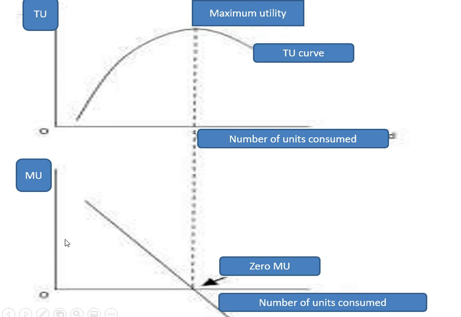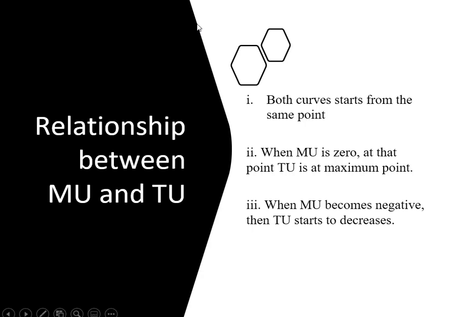At this point marginal utility is 0, and when marginal utility is 0, at that point total utility is at its maximum point. So what is the relationship between marginal utility and total utility? The first relation is that they both start from the same point. The second is that when marginal utility is 0, at that point total utility is always at its maximum point. And the third relationship is that when marginal utility becomes negative, then total utility starts to decrease.